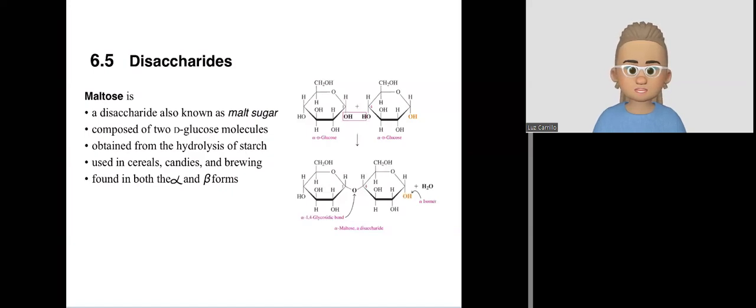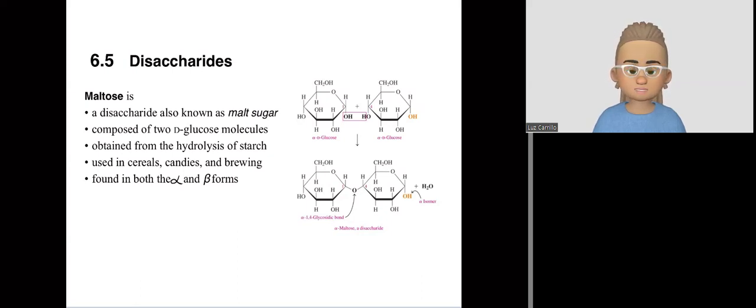In this video, we're going to finish the topics of Chapter 6, Part 2. We first will be talking about disaccharides. And disaccharides are going to be carbohydrates that are composed of 2 units of sugar. The first one that we're going to talk about is maltose.